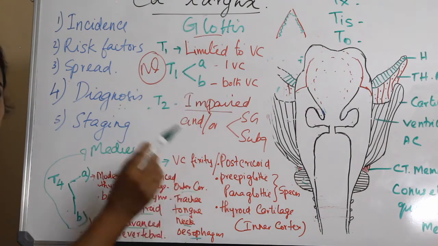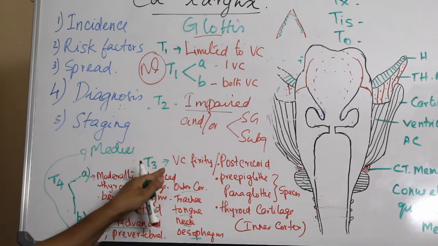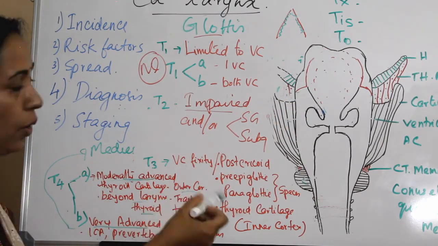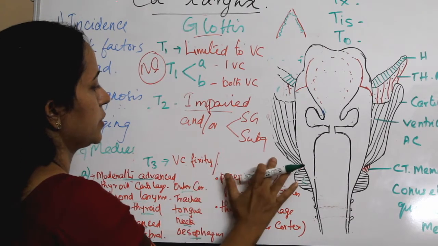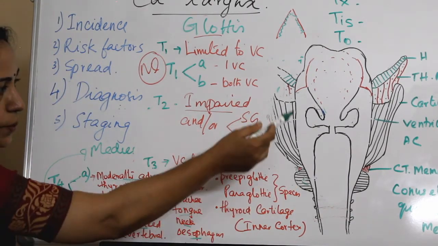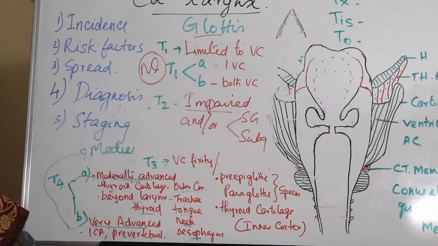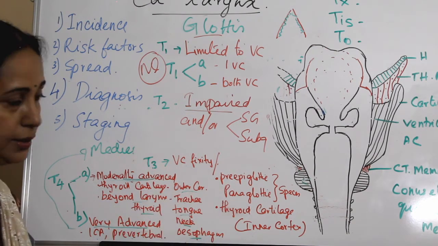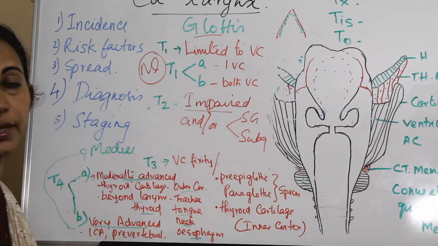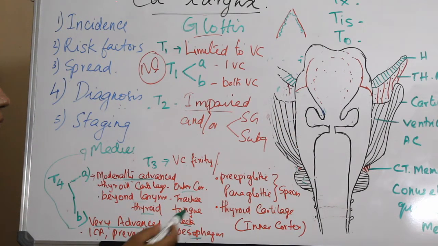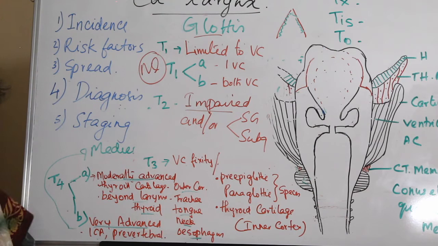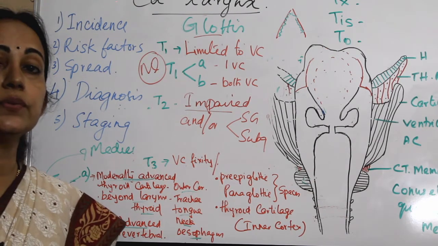T3 glottis is similar to T3 of supraglottis. Here also the tumor limited to the larynx with the vocal cord fixity, or postcricoid area is not coming there, or either tumor limited to the larynx with the vocal cord fixity, as I already told, with the supraglottic T3, or there is involvement of the preepiglottic space, paraglottic space or inner cortex of thyroid cartilage. Okay, so either tumor limited to the larynx with the vocal cord fixity and or involvement of preepiglottic and paraglottic space, and also inner cortex of thyroid cartilage, as we have already seen in a T3 of supraglottis.